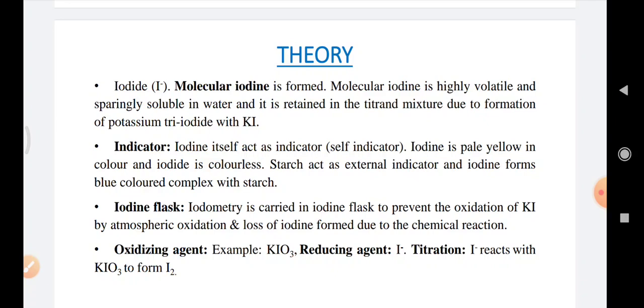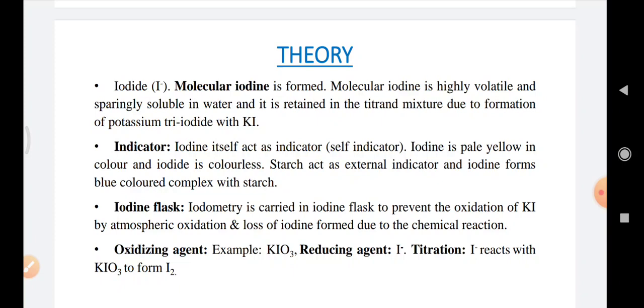The next important point is that we use an iodine flask. Iodometry is carried out in an iodine flask to prevent the oxidation of KI by atmospheric oxidation and loss of iodine formed due to the chemical reaction.